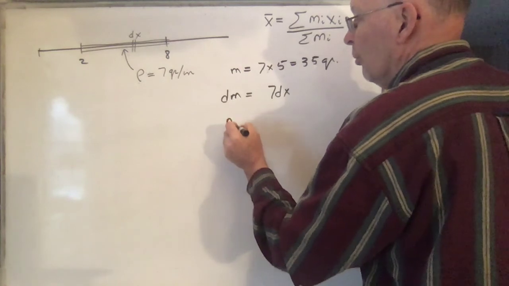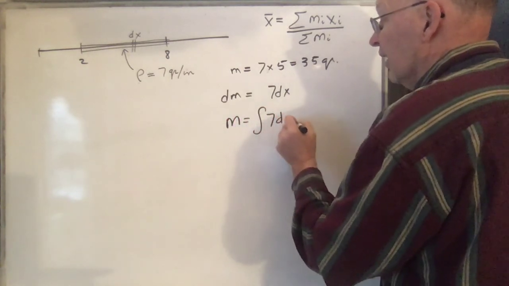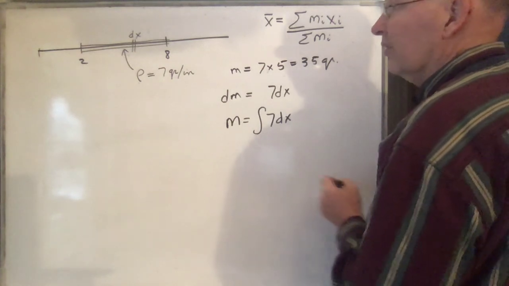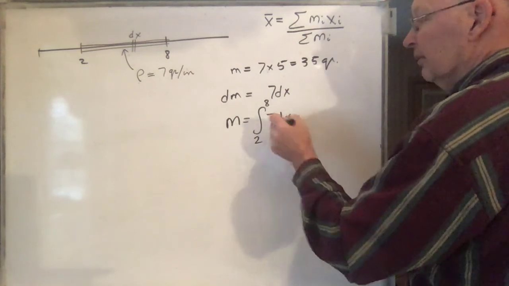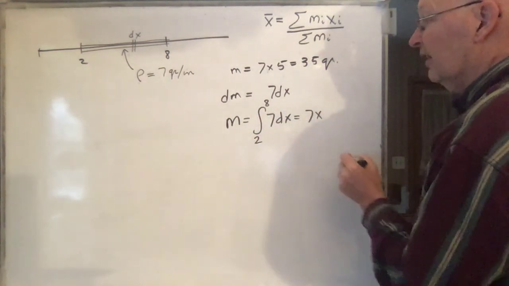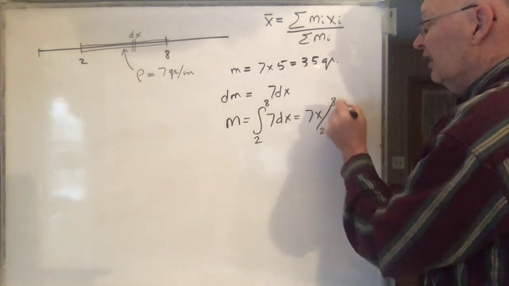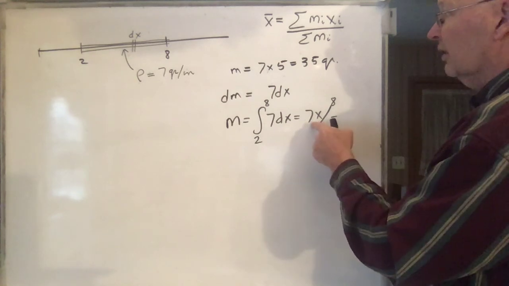And then the total mass is going to be what you get by adding up all of those contributions as x goes from 2 to 8. So notice the 7, you can leave it in there or bring it out front. Either way, you're going to get 7x when you find the antiderivative from 2 to 8. And you're going to get 8 minus 2 is 6.